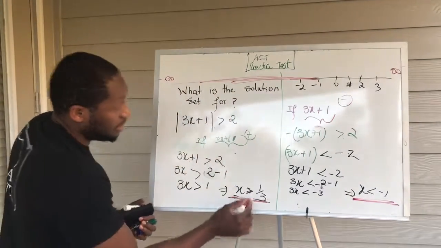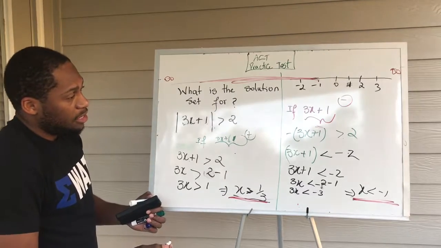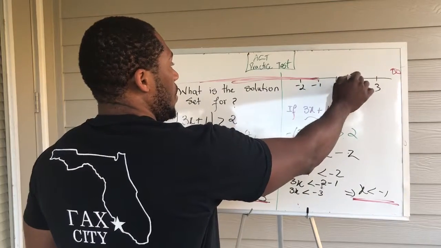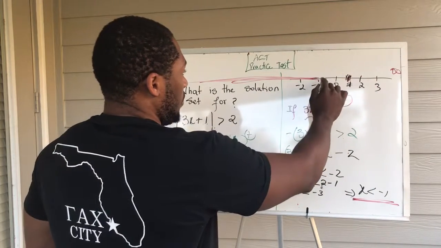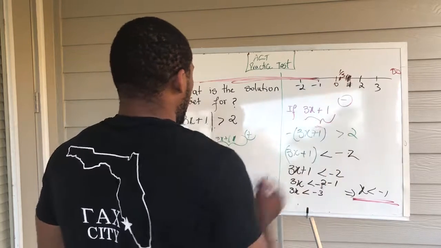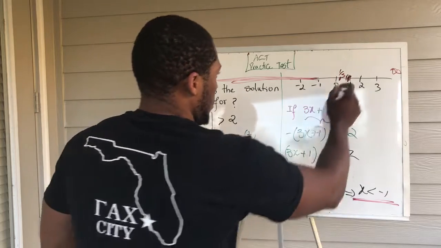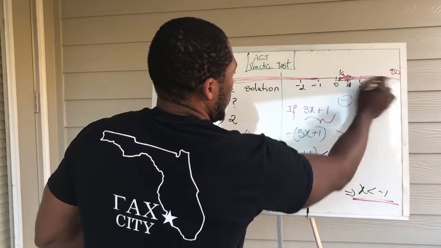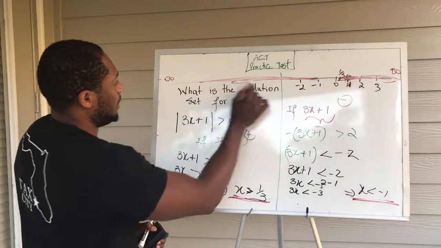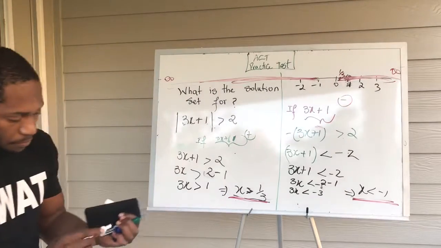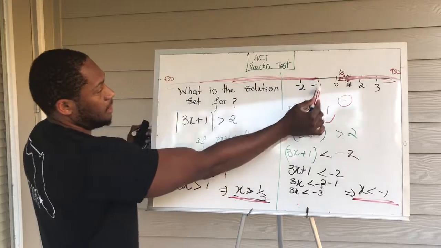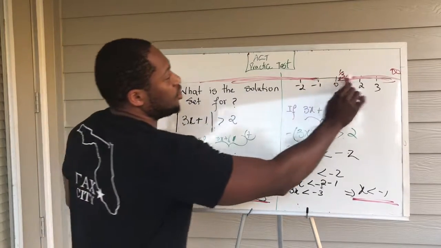And then we have a second solution: x is greater than 1/3. 1/3 is right here. It's greater than 1/3, there you go. So you have x is greater than 1/3. So the solution is x is less than negative 1, and x is greater than 1/3.